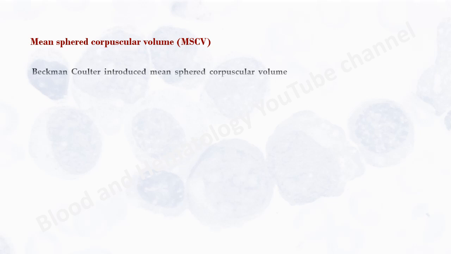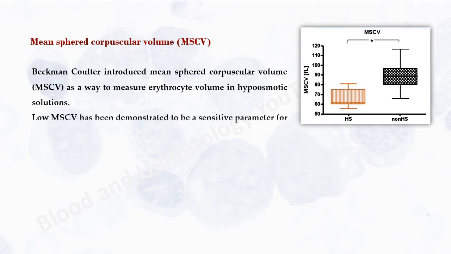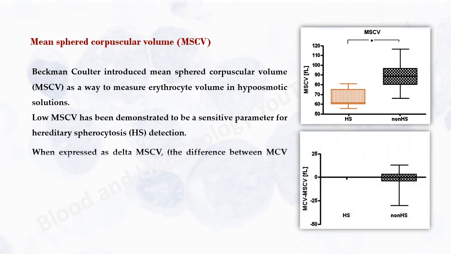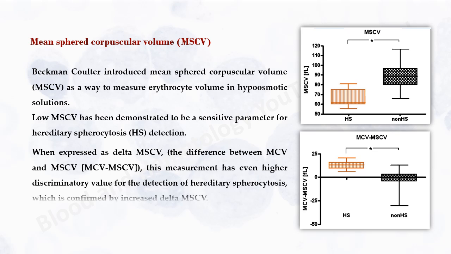Beckman-Coulter introduced mean sphered corpuscular volume as a way to measure erythrocyte volume in hypoosmotic solutions. Low MSCV has been demonstrated to be a sensitive parameter for hereditary spherocytosis detection. When expressed as delta MSCV, the difference between MCV and MSCV, this measurement has even higher discriminatory value for the detection of hereditary spherocytosis, which is confirmed by increased delta MSCV.